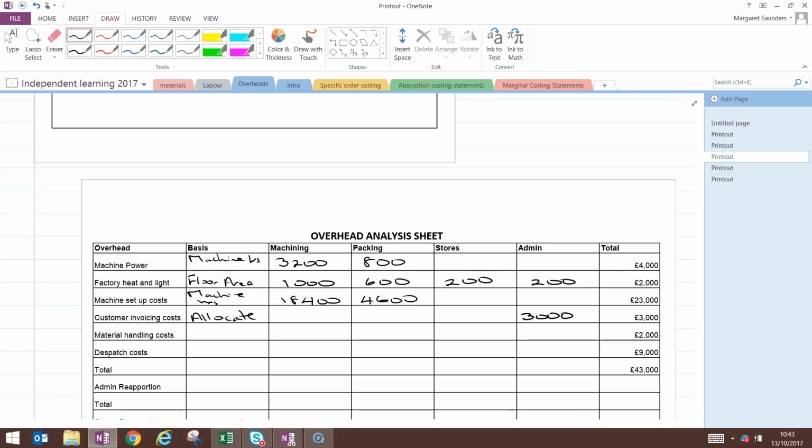Next we come to the material handling costs. And again we can allocate that. The only department that would actually be handling the material is the stores department. So we can allocate to stores. And finally, the dispatch costs. Again, the department that will be getting the goods ready for dispatch is the packing department, because that's what they do. Pack the goods for dispatch. So we can allocate.